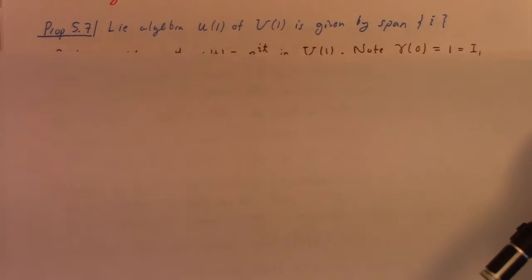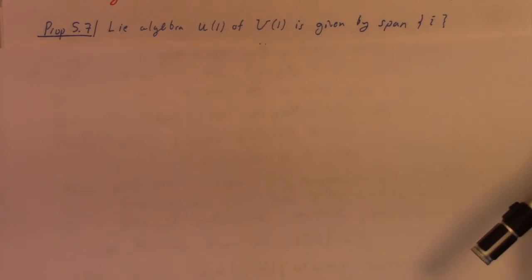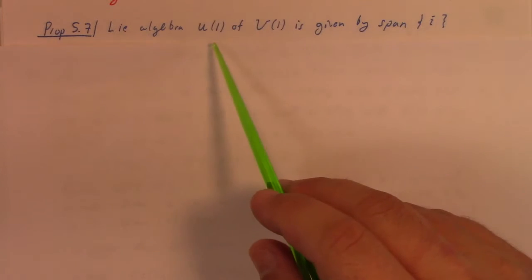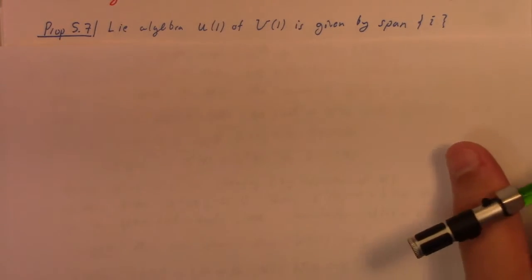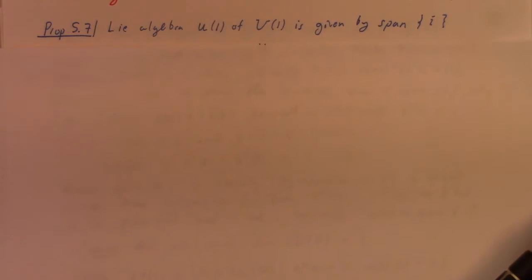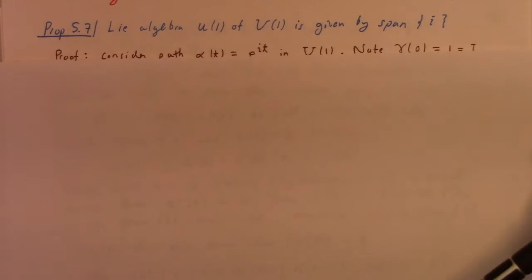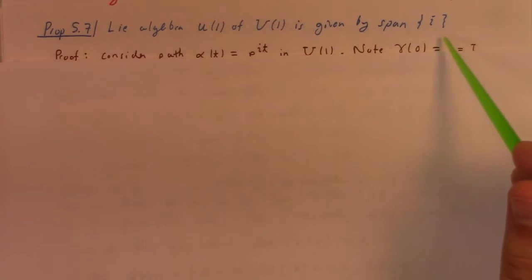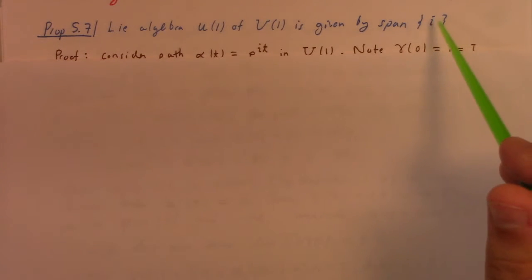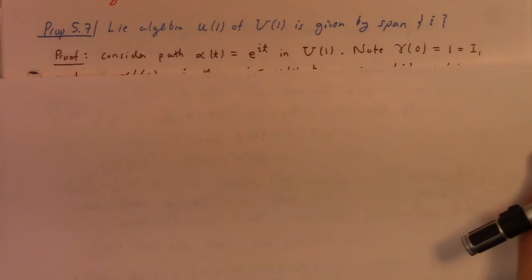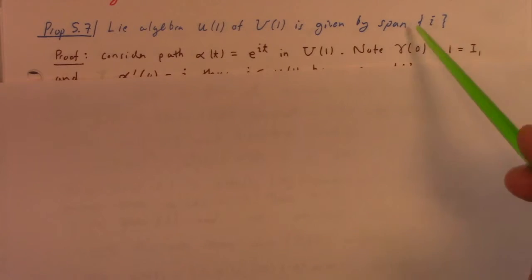Proposition 5.7. What we're doing now is looking at the Lie algebra of your favorite basic matrix groups. We'll start with the unitary group, the unitary group of order 1. Little u(1) is just the span of i. Now, that's a real subspace of the complex numbers, a one-dimensional real subspace, obviously.